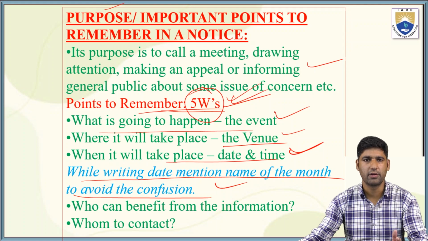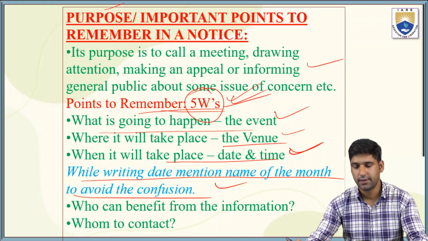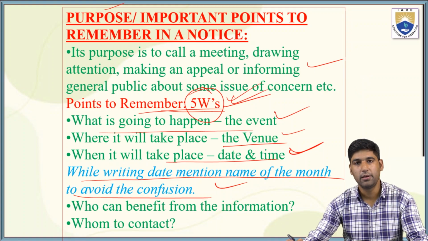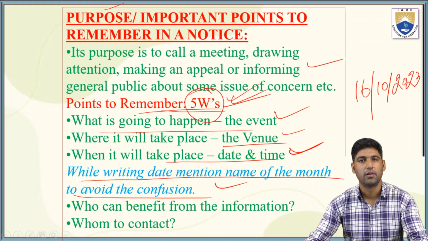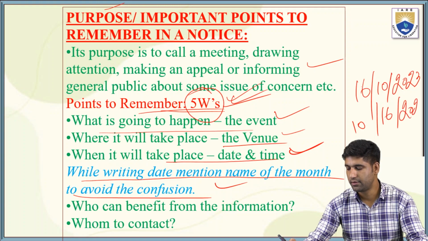In Britain, or in British English, how do we write dates? First we write the day, like if it is 10th October, we write 10. If it is 16 October, we write 16, the day, then we write the month, then we write the year. But in the USA, in the American style, they first write the month, then the date, then the year.